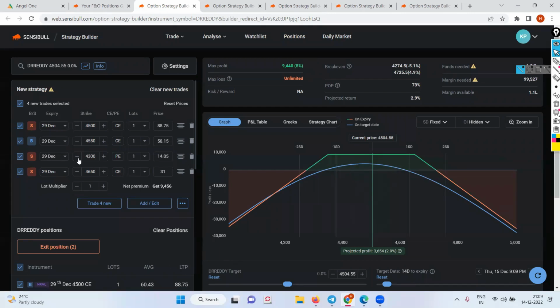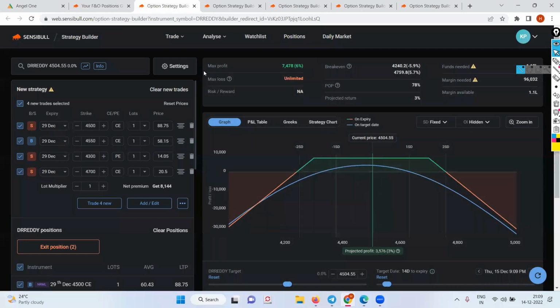If you're still okay saying that I don't want 8% of the profit, I'm okay to get 2% of the profit, that's it. What you have to do is go 1% up, 1% down. Now your profit has reduced, but your range has increased, right? Almost 6% downside, 6% upside. Okay, so this is the way.